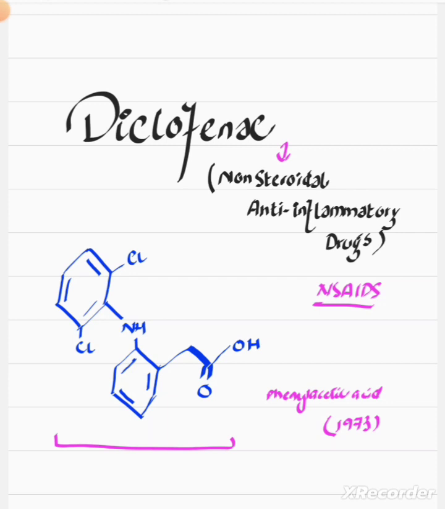So there are two salts that are available in the market for the drug diclofenac. One is diclofenac sodium, and the other is diclofenac potassium. So this hydrogen ion right here is replaced by either a sodium atom or a potassium atom to make these two salts that are available in the market, that is diclofenac sodium and diclofenac potassium.